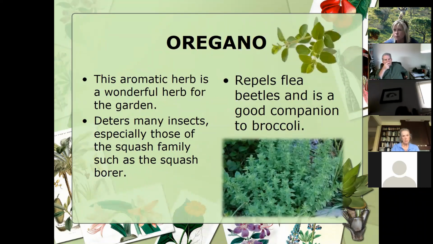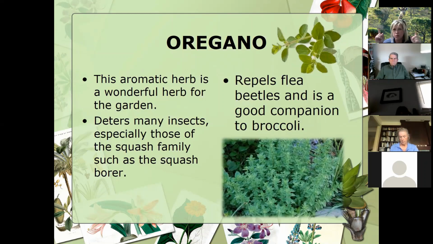Oregano, this is one that's pretty simple to grow. It is an aromatic herb. And of course, there's multiple varieties of this, but it's been known to deter any kind of squash family insect, the squash vine borer. I have tried this and I've not had very much success. I'll just tell you with the squash vine borer. I have a little bit more success.